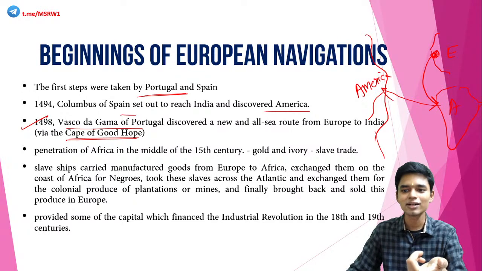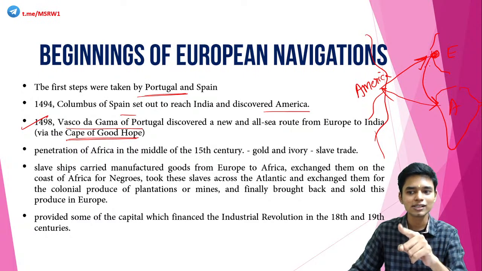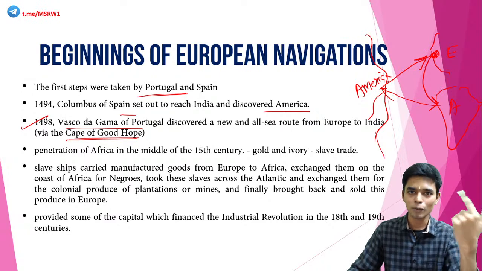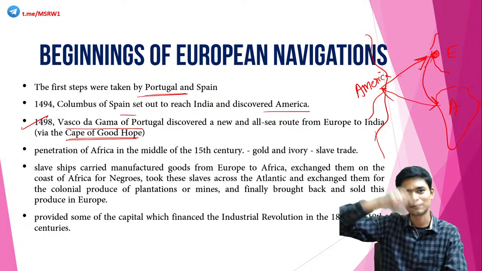Okay, the newly discovered area of America has plenty of raw materials, and these raw materials were taken back to Europe. Again, this was converted into finished goods and brought to Africa. Slaves were taken from Africa to America. New raw materials are obtained from America, again taken back to Europe. So this is a triangular trade.